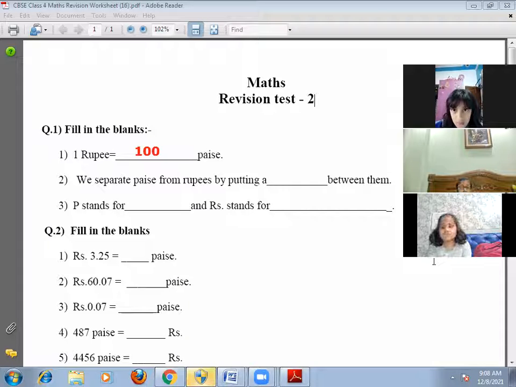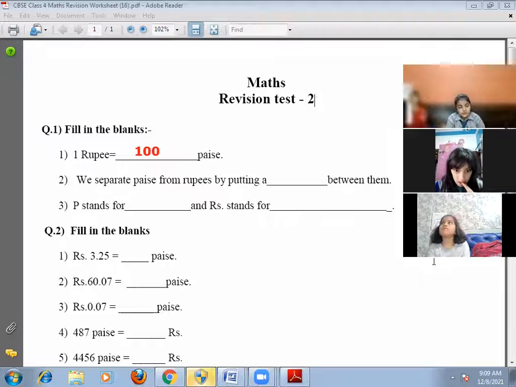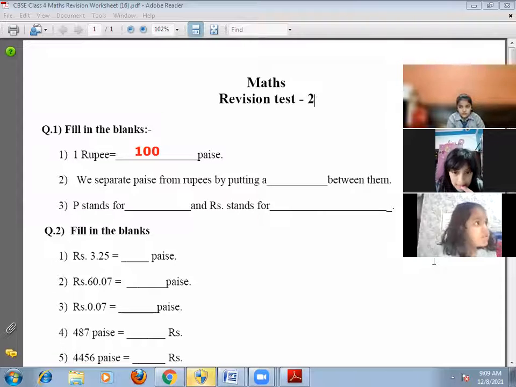Yes, ma'am. Can you repeat the question? Separate paise from rupees by putting a dash between them. So what does it mean? What are we going to put here, to separate paise and rupees? You can observe from the given questions, as in question number 2. Rupees are given here. So how is it separated?